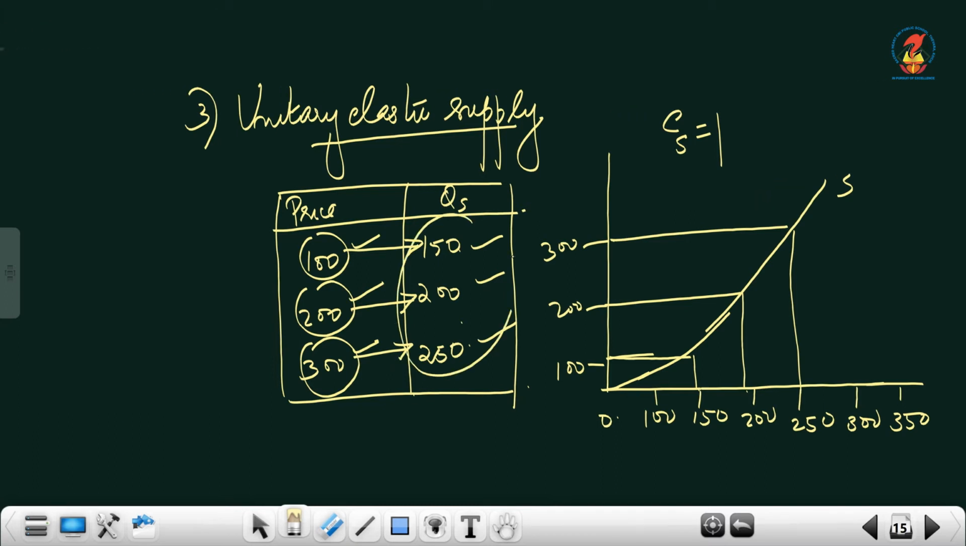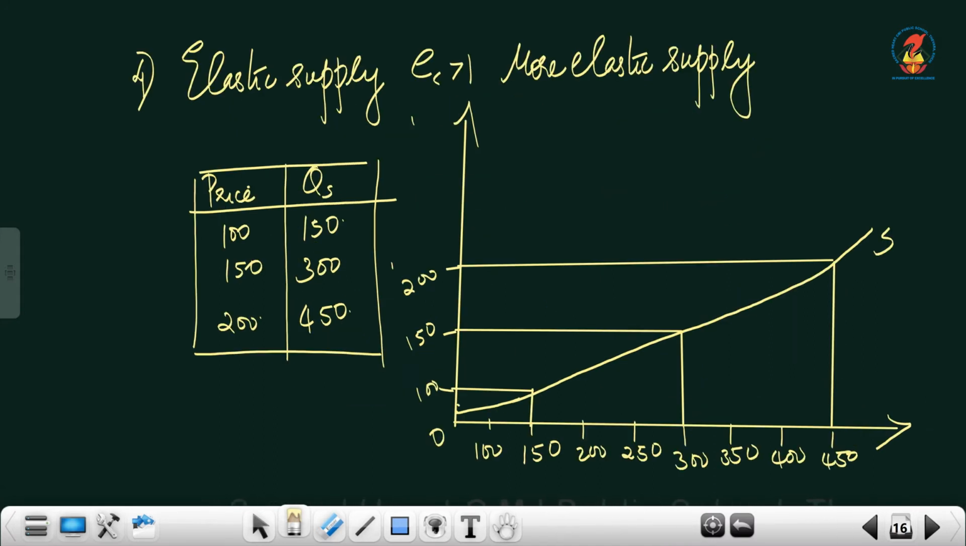A proportionate increase can be found here. So when we draw the supply curve, you can see the upward sloping curve, and the distance you can find, isn't it? It is proportionate. So here elasticity of supply is equal to 1. Next one is elastic supply or more elastic supply.